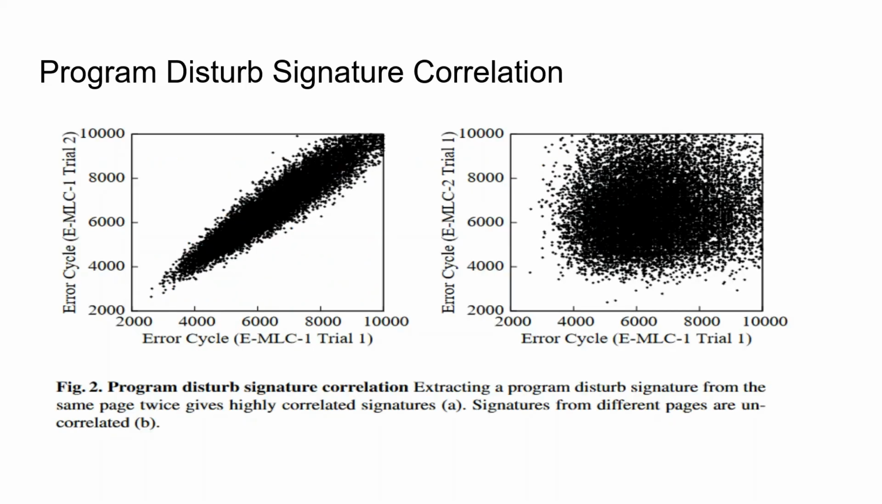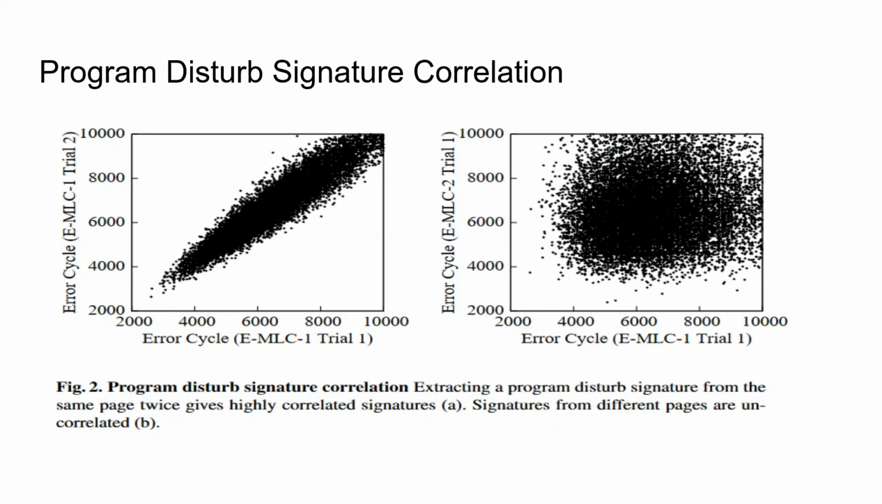As shown in the figure on the left, creating signatures from the same page multiple times creates highly correlated signatures. However, as shown in the figure on the right, creating signatures from two different pages is noisy and generally uncorrelated. This means creating two signatures on the same device creates the possibility of the signatures sharing many characteristics, but two signatures created on different devices will not.